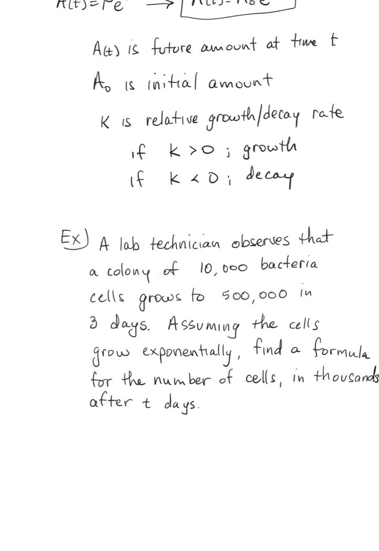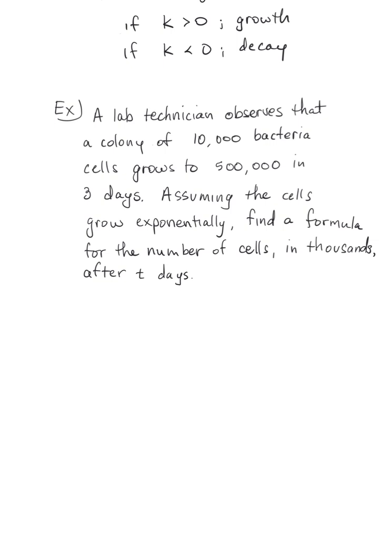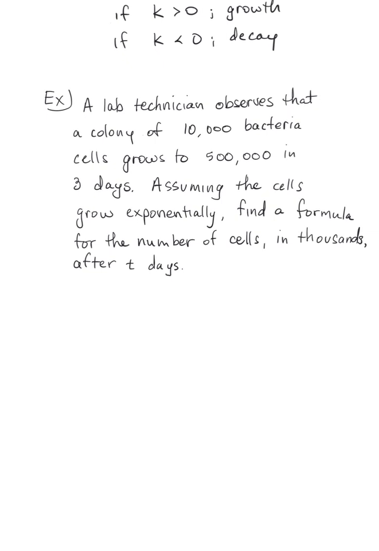So an example here, you can pause it and write this example down. We have some kind of lab technician observing in a petri dish a colony of bacteria that has 10,000 cells. That would really suck to be the person that had to count all those. But this technician observes that after 3 days, the 10,000 cells has grown to 500,000. So we're going to assume that these cells are growing exponentially. Find a formula for the number of cells in thousands after t days.